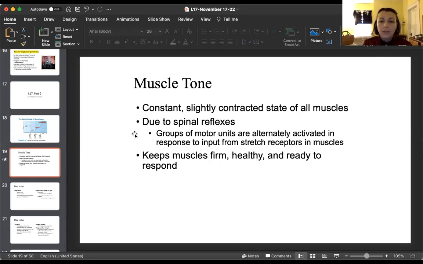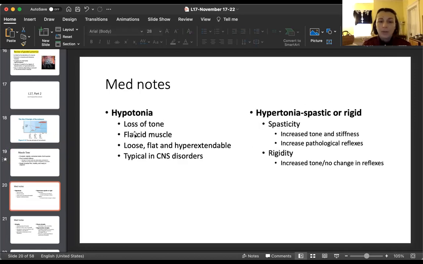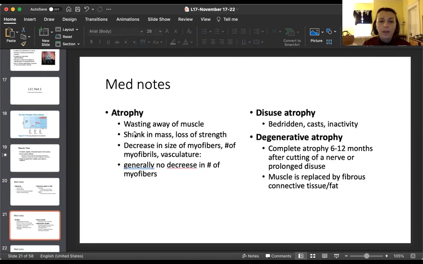We talked about muscle tone and that muscles are always in a constant state of contraction, and they're alternating which ones are so that they don't fatigue, but this allows them to be primed and ready for action, willful action, or for example, reflex. Well, we mentioned hypotonia, lack of tone, and hypertonia, more tone. The atrophy is the wasting away of any muscle, and we have two types here. We have disuse because we don't use the muscle, and we have degenerative because the brain can't communicate to the muscle.